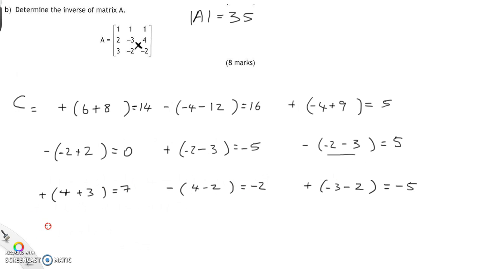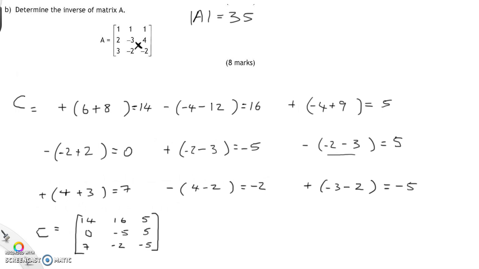Right, so our matrix of cofactors C equals 14, 16, and 5 across the top row. Then we have 0, minus 5, and 5. And on the bottom row we have 7, minus 2, and minus 5. So that's our matrix of cofactors.